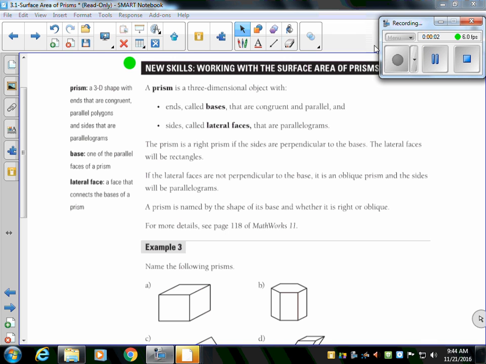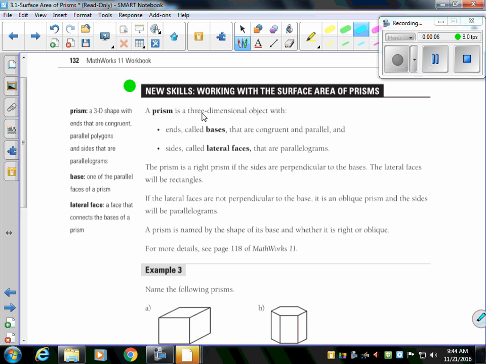So now we're going to look at 3.1 Part B. When we look at it, we're looking at working with surface areas of prisms. So the first thing, what is a prism? A prism is a 3D or a three-dimensional object. It has ends. They're called bases. They're congruent to each other and parallel. Okay. The sides are called lateral faces.